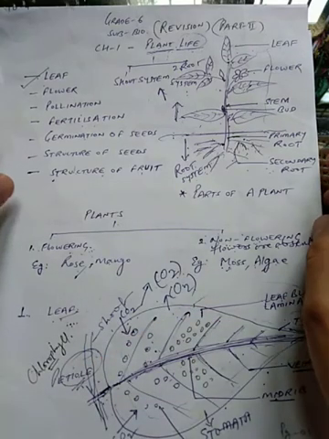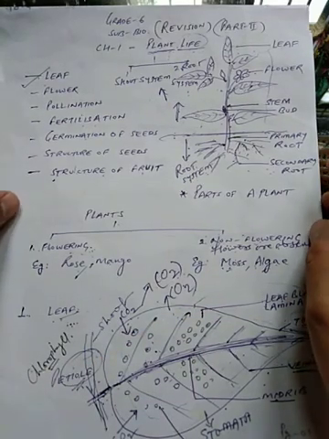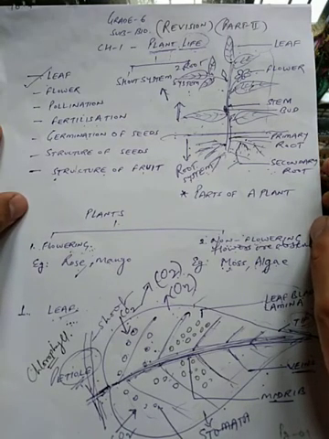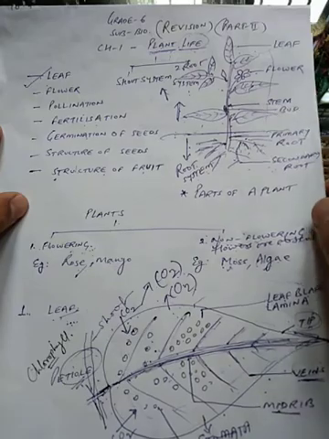Now students, leaves can be simple as well as compound. A simple leaf is undivided, and a compound leaf is divided into leaflets.